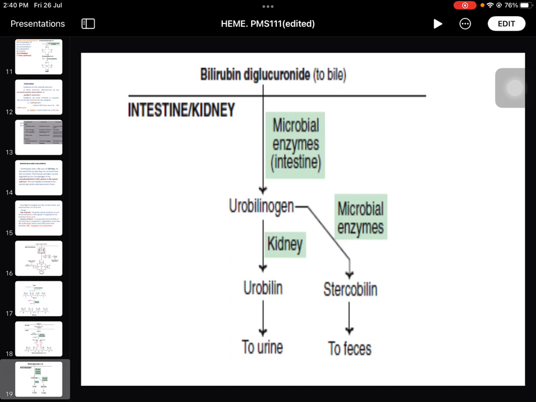There, it is acted on by intestinal microbial enzymes, which form urobilinogen. That urobilinogen is converted to urobilin. Through the urine, that urobilin gets excreted. And urobilinogen is acted on by microbial enzymes present in the feces and converted to stercobilin, and thus it is excreted. So, this is the synthesis and degradation of hemoglobin. Thank you.